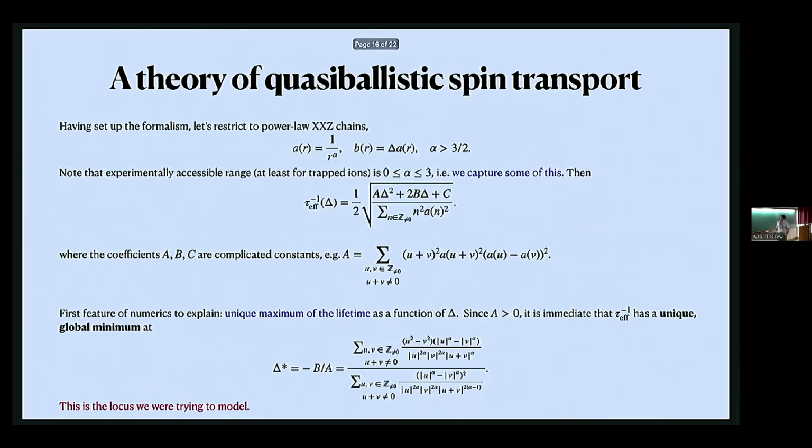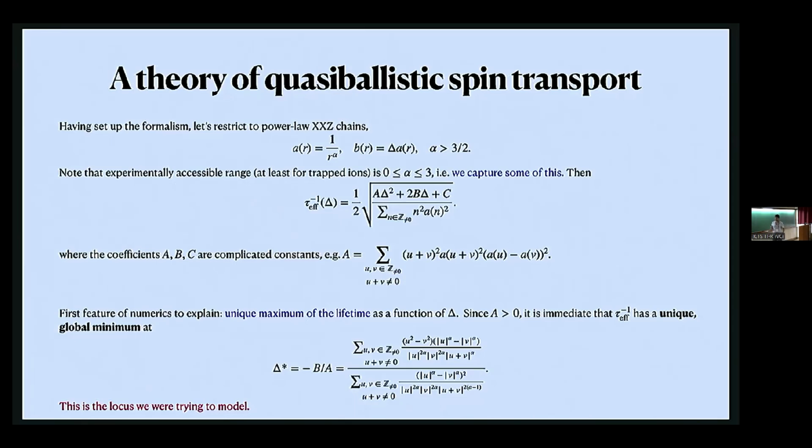Okay. So having set up the formalism, let me first tackle the problem that I started with, which were these intriguing numerical observations. So if you restrict to power law XXZ chains, this relaxation rate is very simple. It's a square root of some quadratic equation. Of course, the coefficients are complicated, but at least as a function of delta, it's pretty simple.